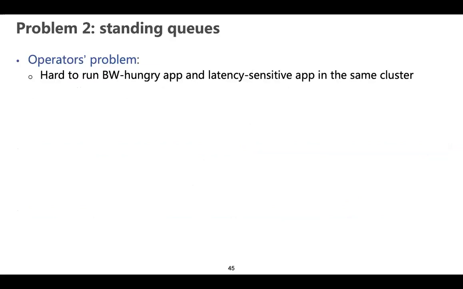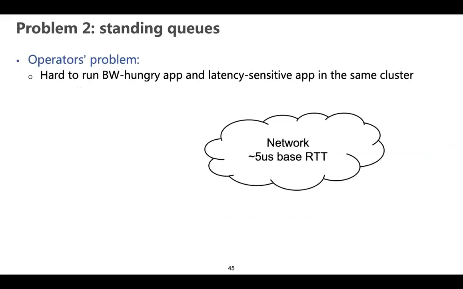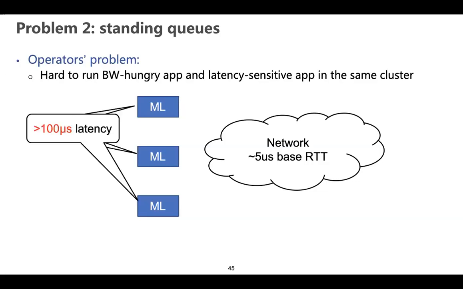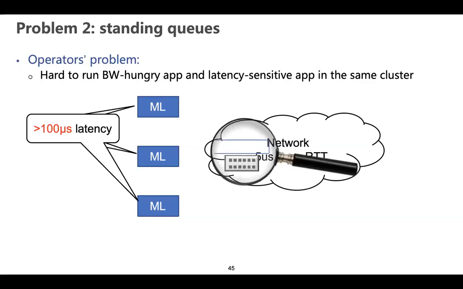The second problem is the standing queue. Today, operators in data centers often find it hard to run bandwidth hungry applications and latency sensitive applications in the same cluster. Here is a real example. The network has a very low base RTT, and many applications such as machine learning rely on this assumption. But one day they all complained about a very high latency. So we tried to diagnose the problem, and we found there were many queues in the network that inflate latency. And these queues are built by other bandwidth hungry storage applications.